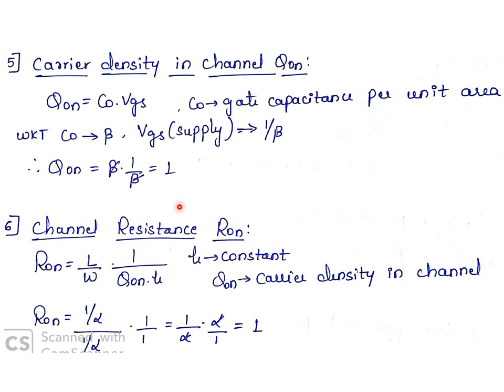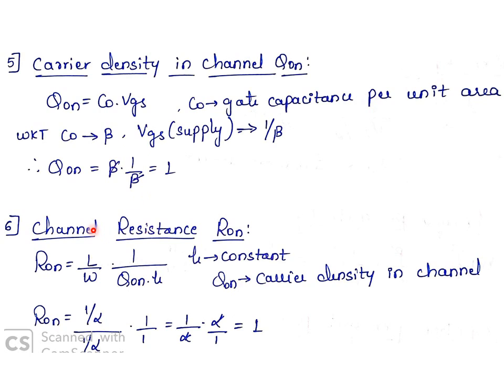Now the next one is carrier density in channel, that is nothing but Q on. So here this carrier density is represented by CO into VGS. So VGS is nothing but what? Supply voltage. So VGS is scaled by a factor of 1 by beta. Why? Because it is a supply, right? So CO indicates it's a gate capacitance per unit area. Already we had scaled a factor. So what is the scaling factor for this CO? That is beta, right? So if I substitute these two values in this Q on equation, I'll be getting 1.